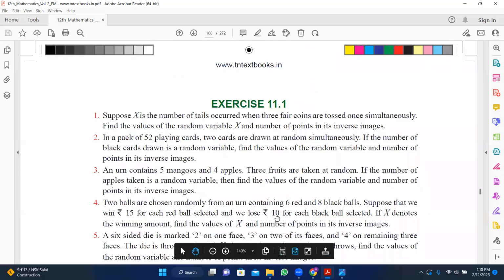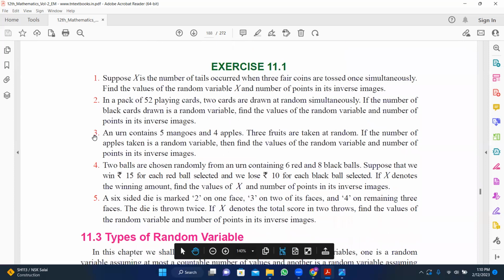Exercise 11.1, question 3. An urn contains 5 mangoes and 4 apples. 3 fruits are taken at random. If the number of apples taken is a random variable, then find the values of the random variable and number of points in its inverse images.